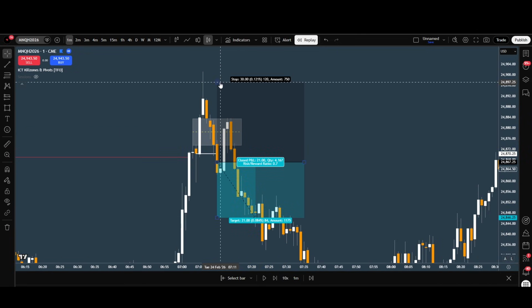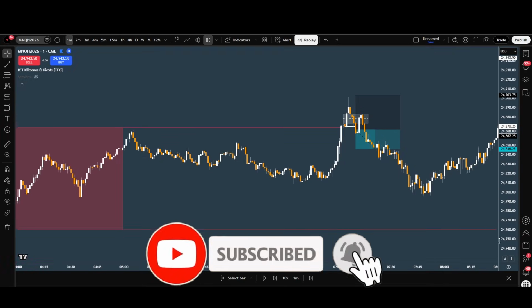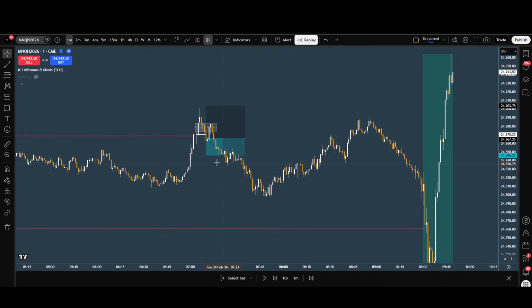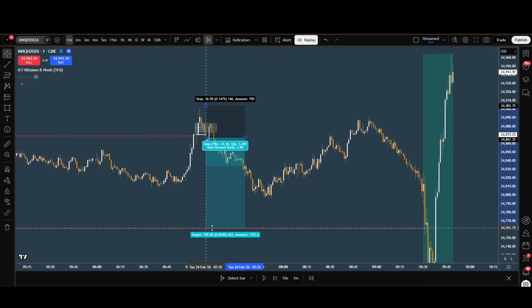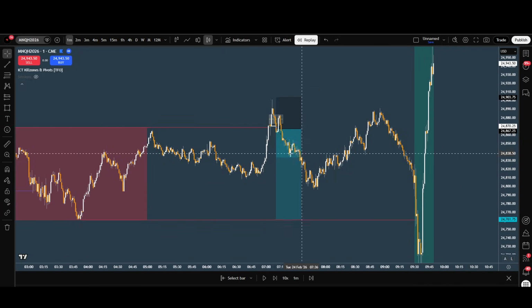There's a variety of entry styles. You kind of just have to see what fits with your strategy and your own discretion and experience, and then you just target the opposing liquidity. So that would have been a really successful position.